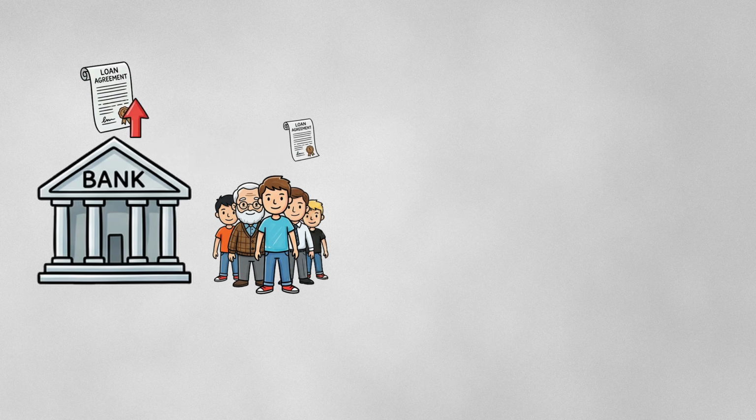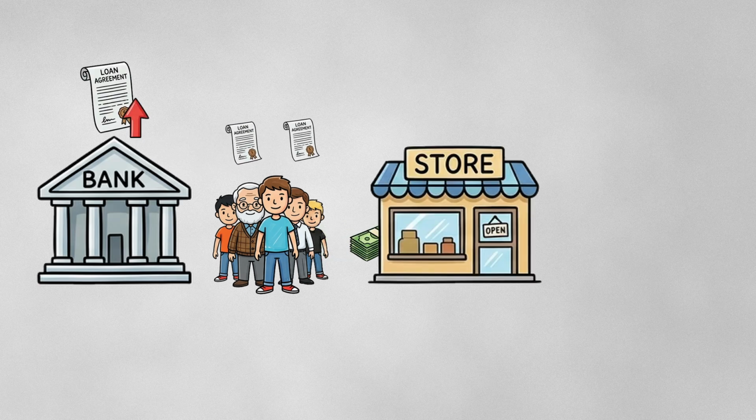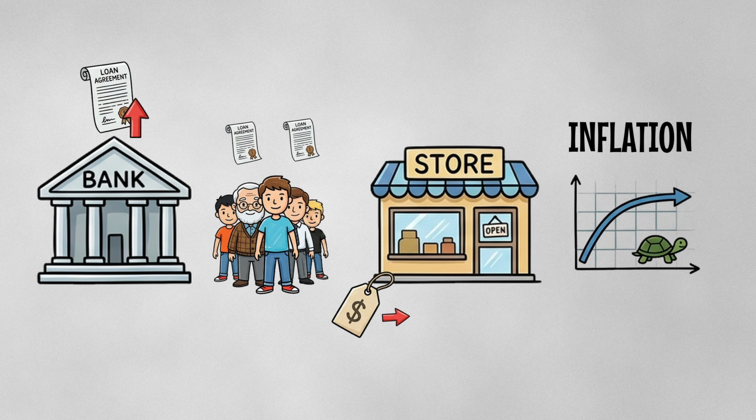Now multiply this behavior across millions of people. Fewer people borrow. Fewer people spend. Businesses sell fewer products. When businesses sell less, they cannot keep raising prices as easily, so inflation slows down.